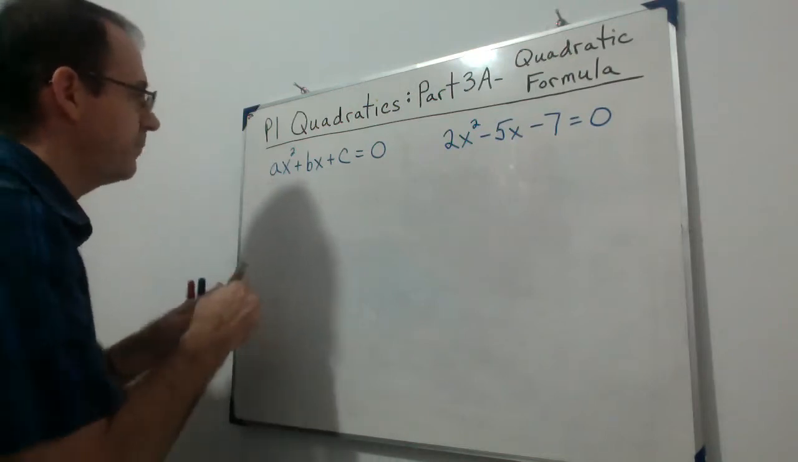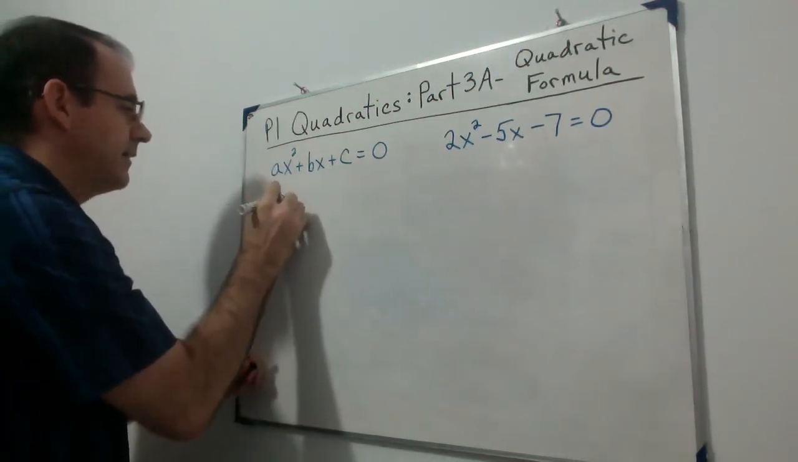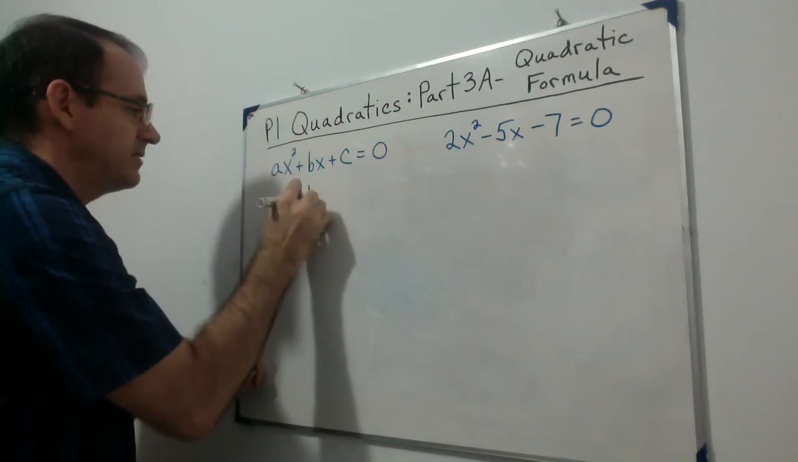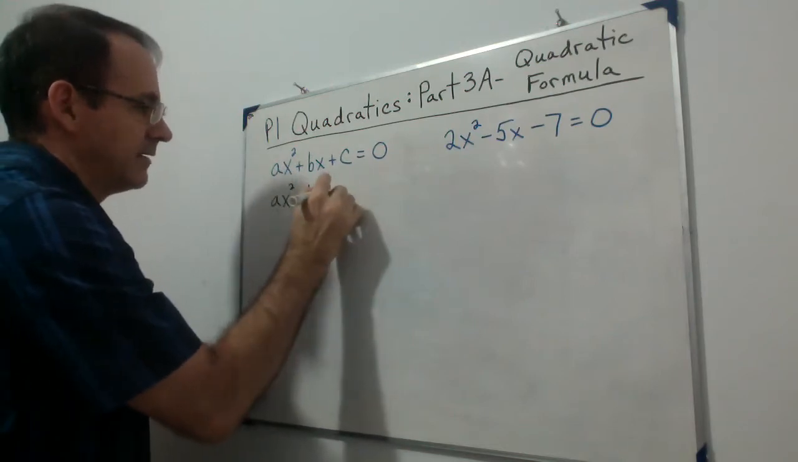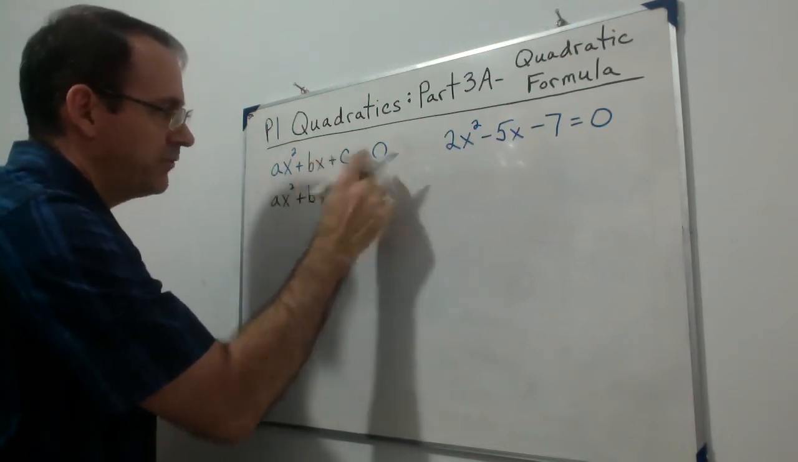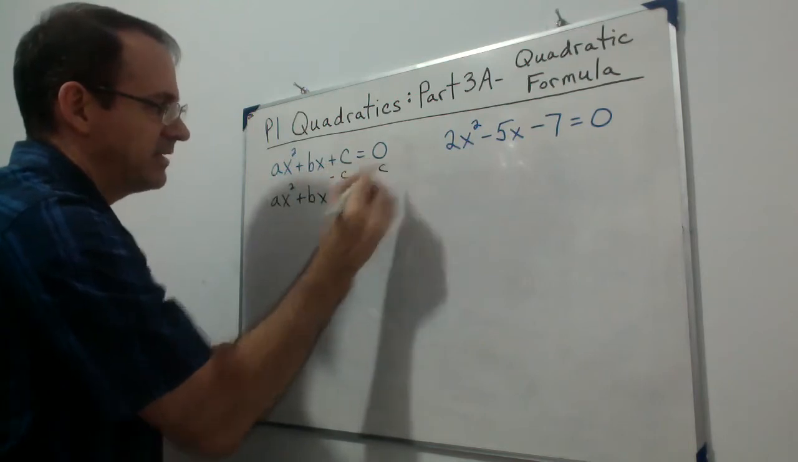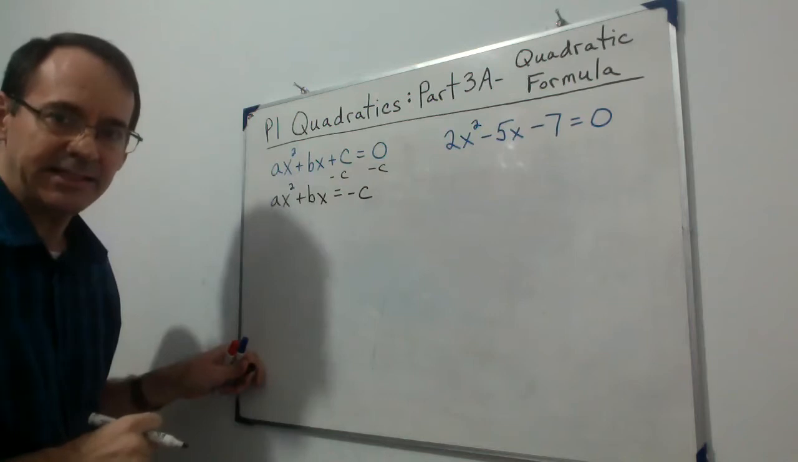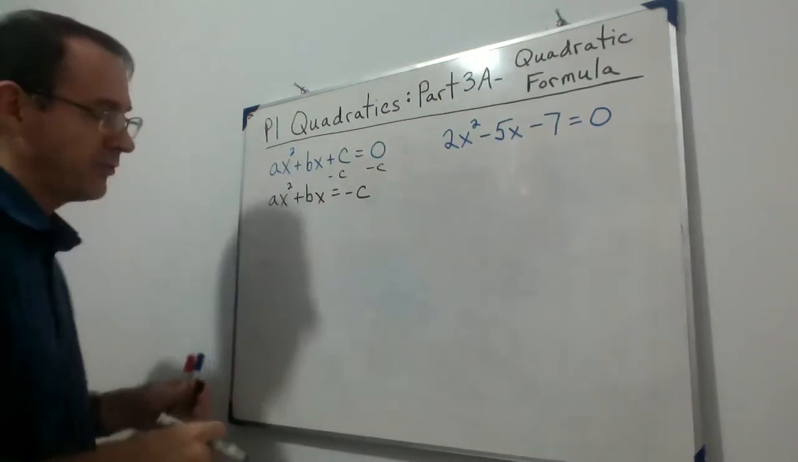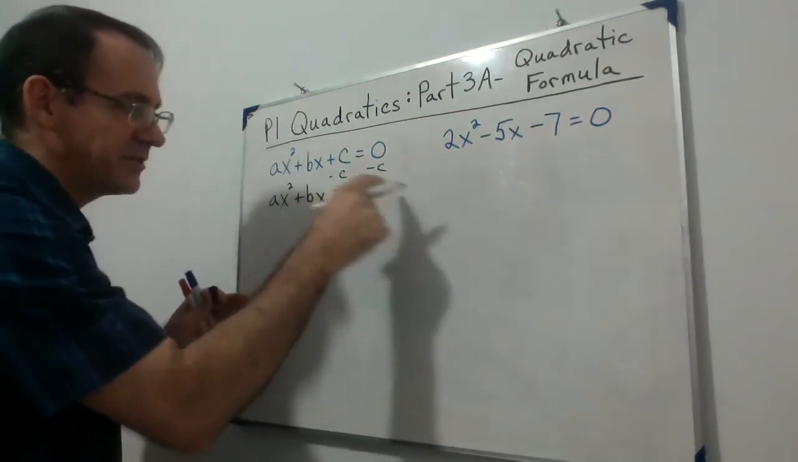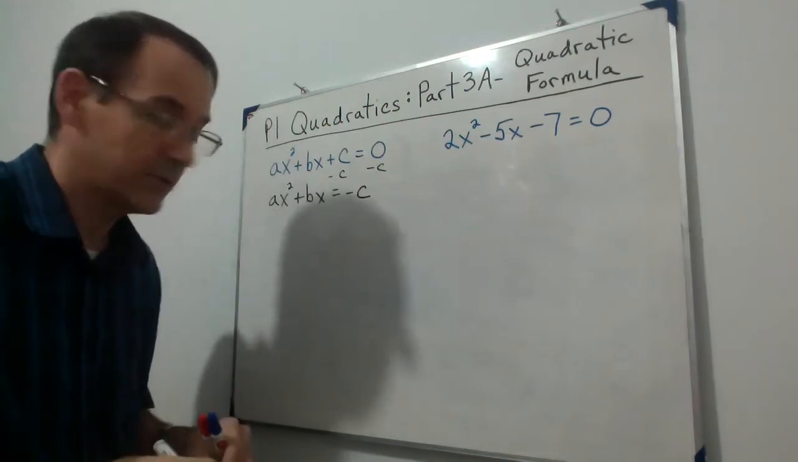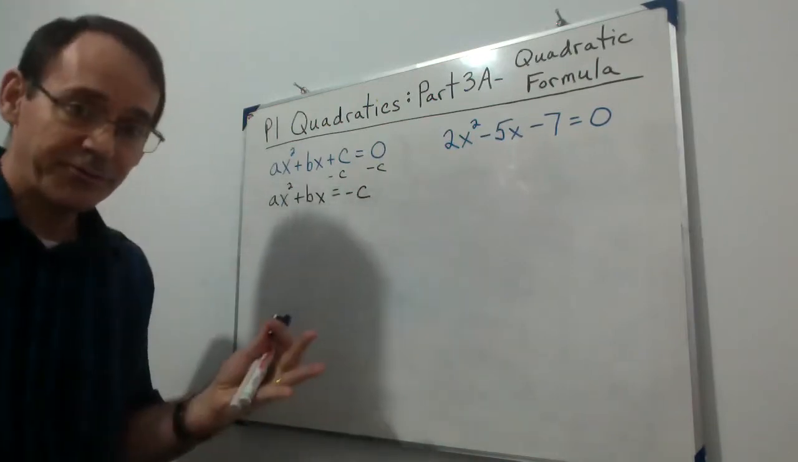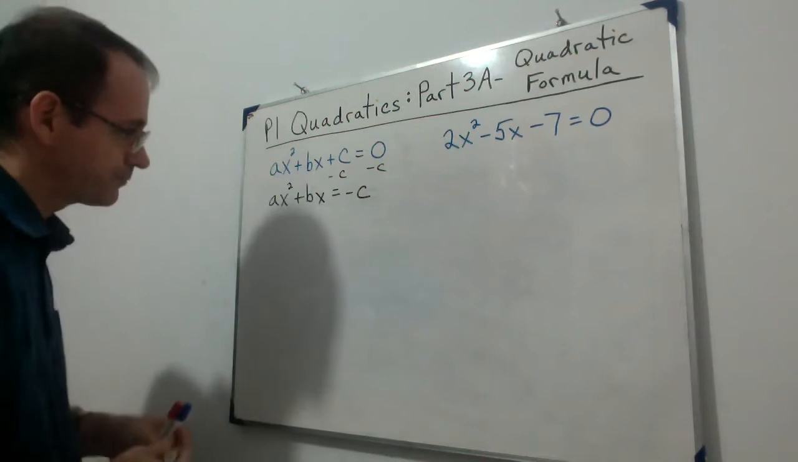And so we end up with ax squared plus bx equals, and we move that C over, subtract C from both sides, and we get a negative C. That was easy enough. So instead of just moving it over, we just move it to the other side of the equal sign. Okay, so that was our first step in complete the square.